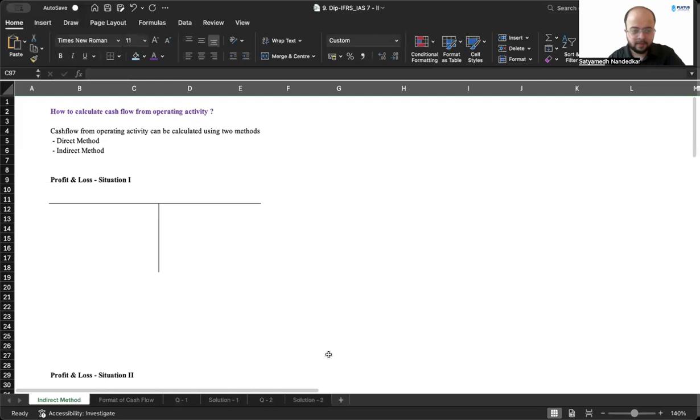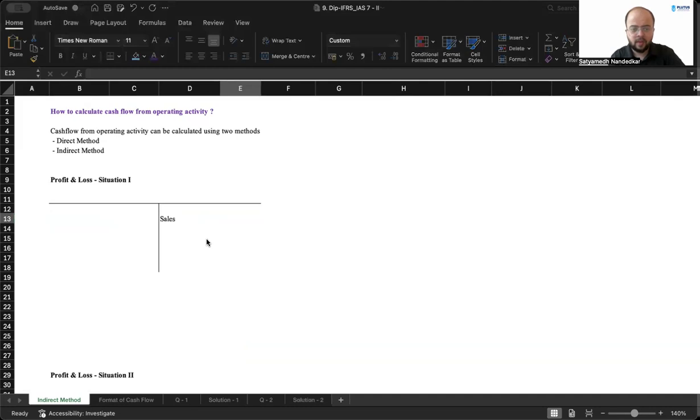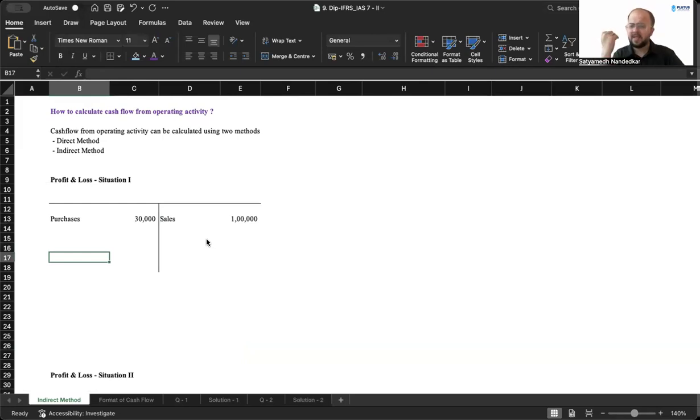Okay, pay attention here. We are now looking at the indirect method. Now let's prepare a simple profit and loss account, a T-shaped profit and loss account. Let us just say sales are 1 lakh, purchases are 30,000 and the profit that you are left with is 70,000.